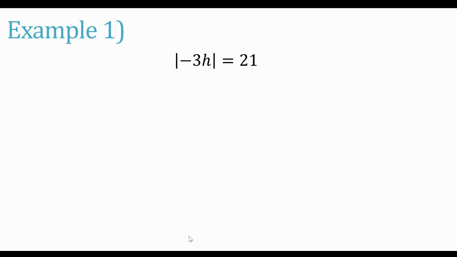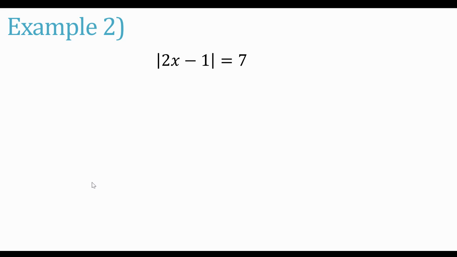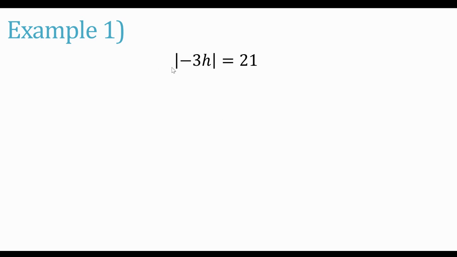All right, so this first example, we have the absolute value of -3h is equal to 21. So we can see here that these absolute value bars are isolated. There's nothing on the outside over here, and there's nothing on the outside over here. It's just absolute value of this is equal to this. So we don't have to worry about that first step.